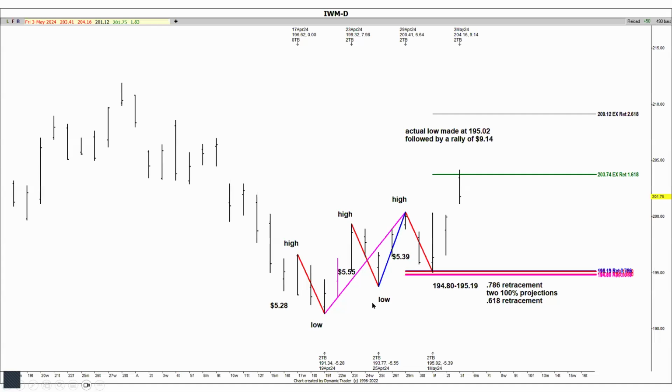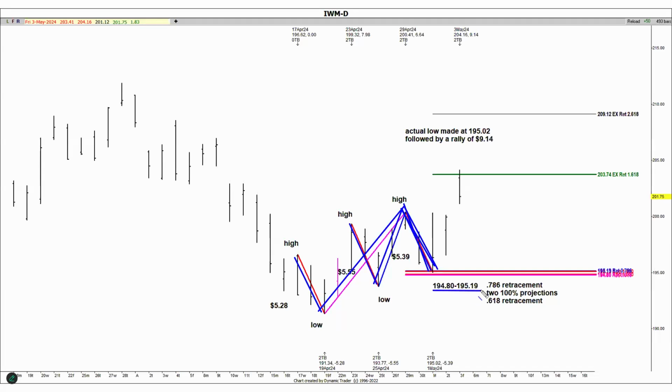Let's see. One more. I'm probably not going to go over too many more of these because I do want to also get into timing, which is pretty interesting for those who've never seen it before. Now here in IWM, again, another cluster. Here I had four price relationships because we had 786 retracement of this low to high. You had a 618 retracement of this low to high. You had a 100% projection of this high to low projected from here. 100% projection of this high to low projected from here.